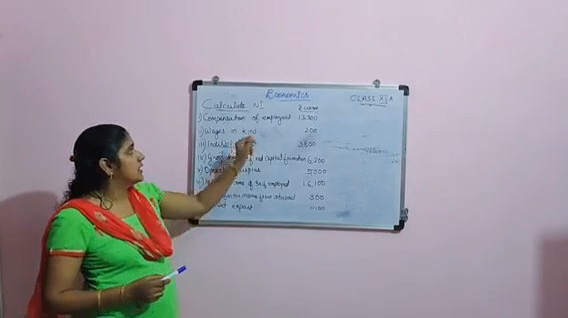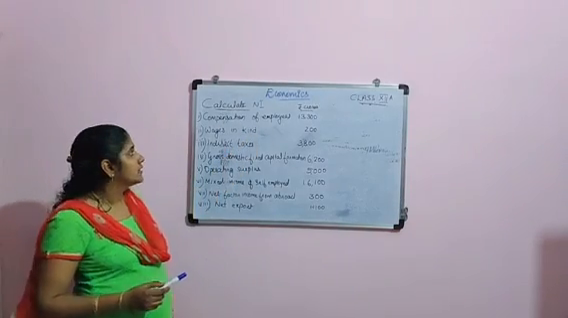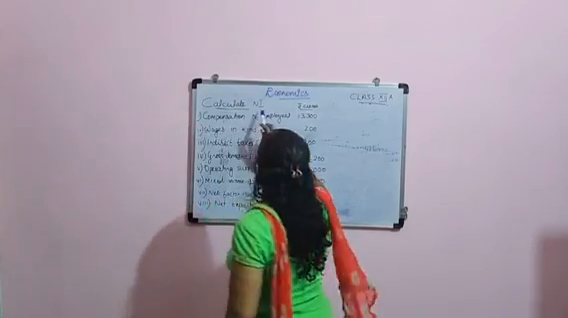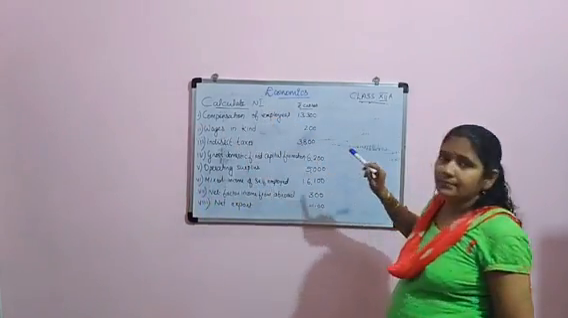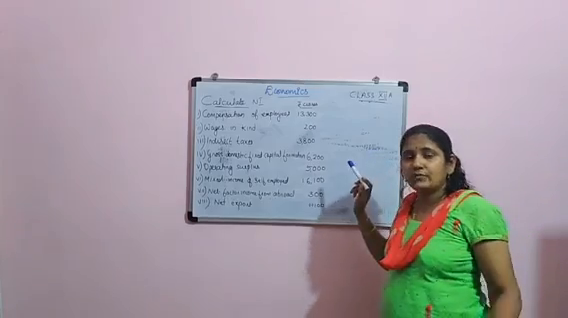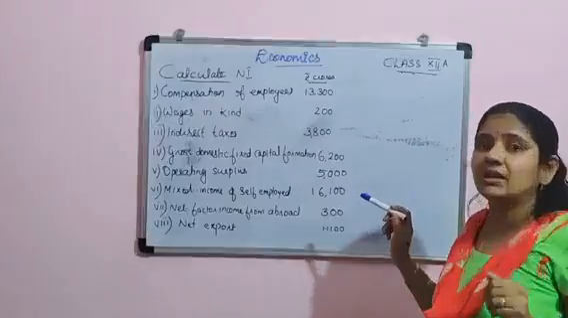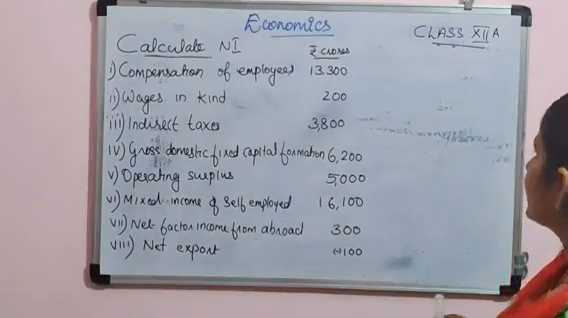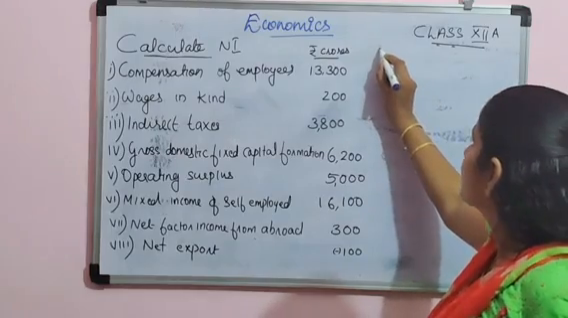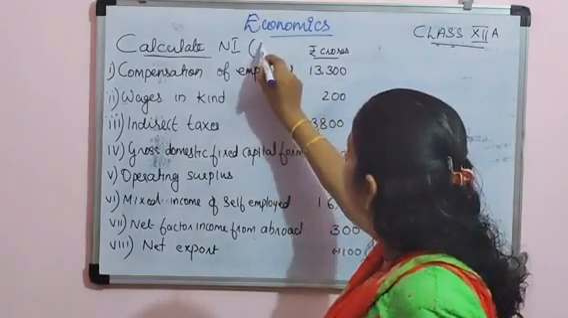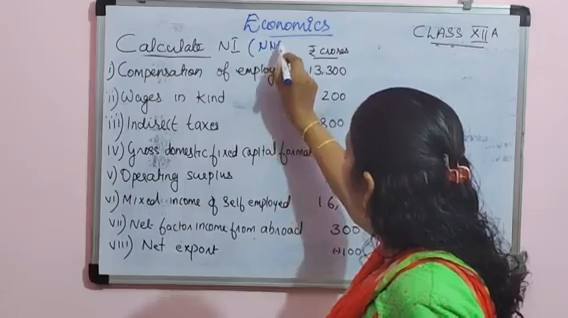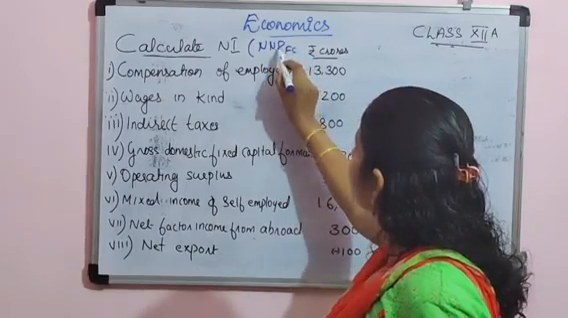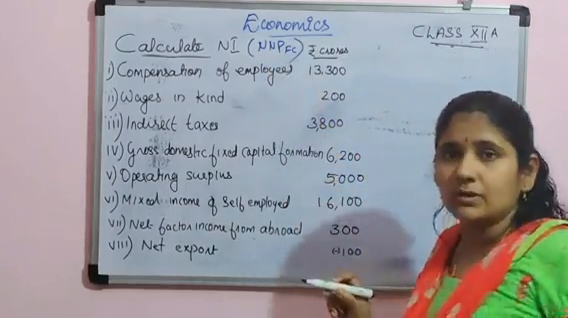Now another question. Here you are supposed to calculate national income. National income, as I told you, is NNPFC. So here I am writing: you are supposed to find out national income, that is NNPFC.